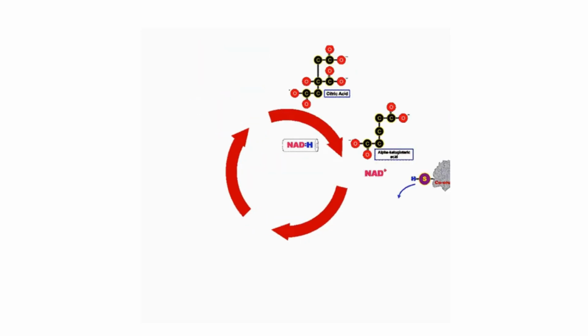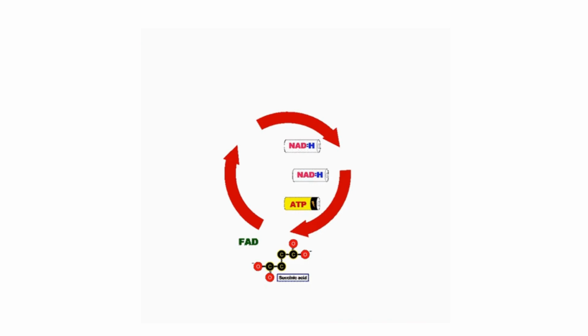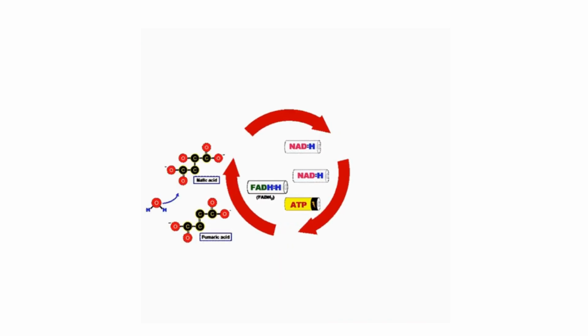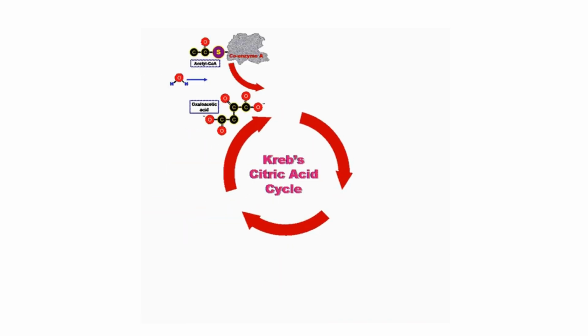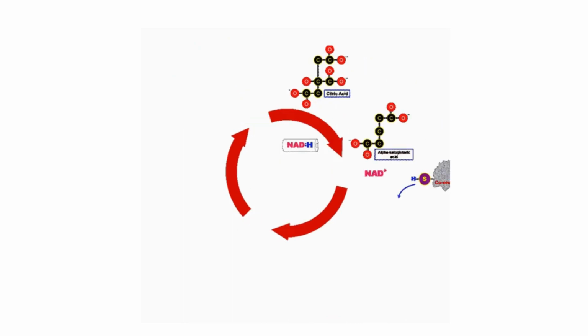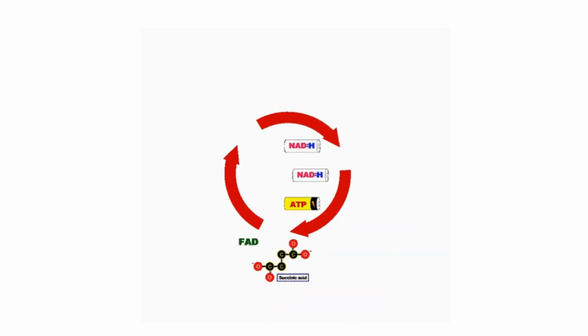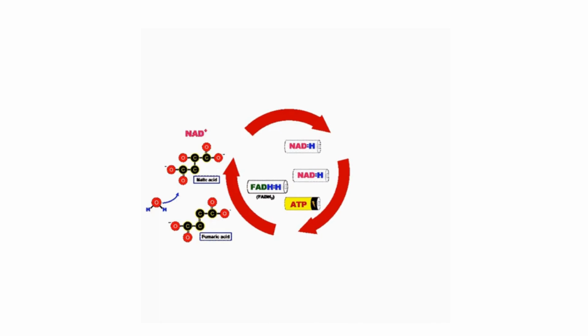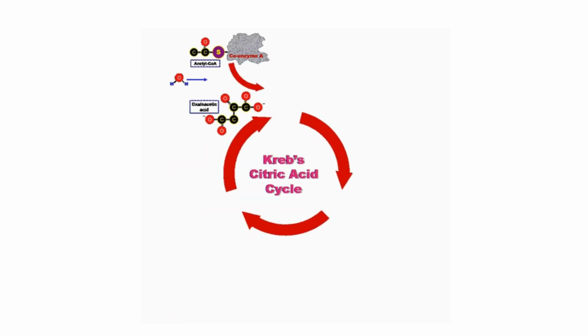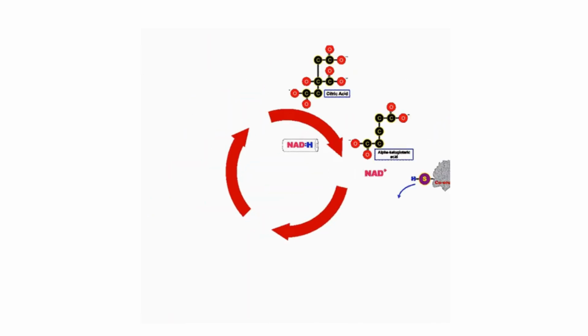Here, each pyruvic acid molecule gets converted into carbon dioxide, water, and energy in the form of ADP. The overall equation for this stage is pyruvic acid plus oxygen equals carbon dioxide plus water plus ADP.